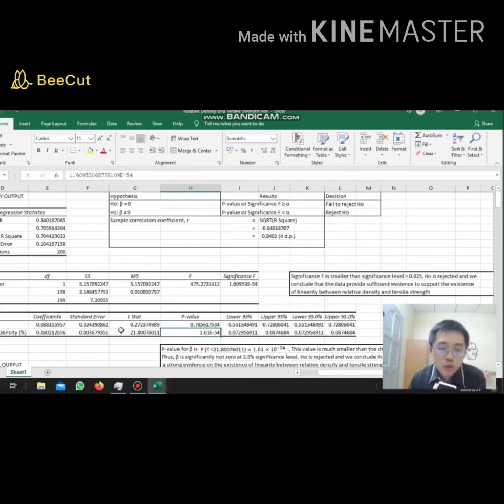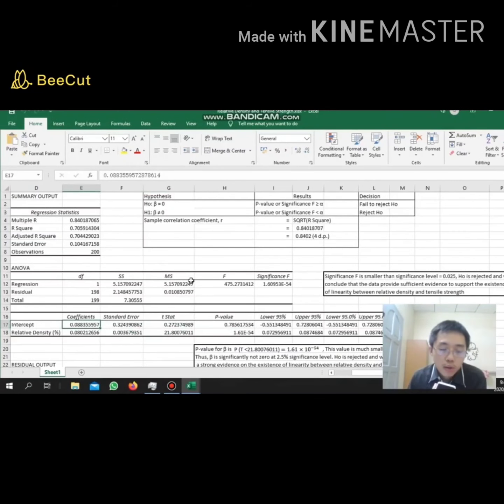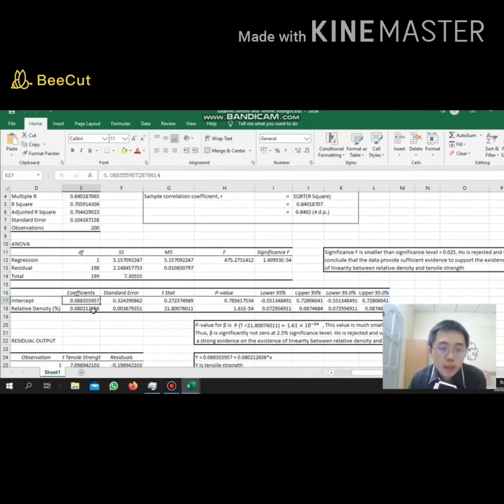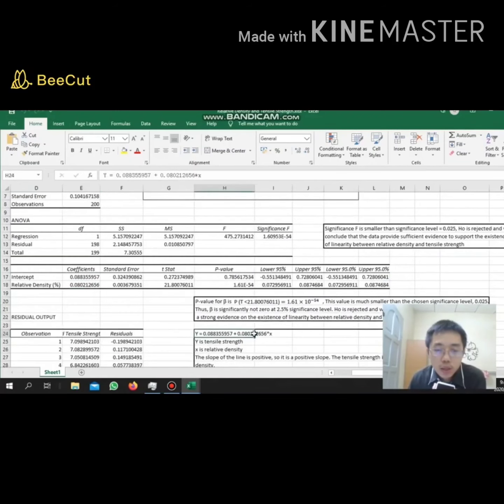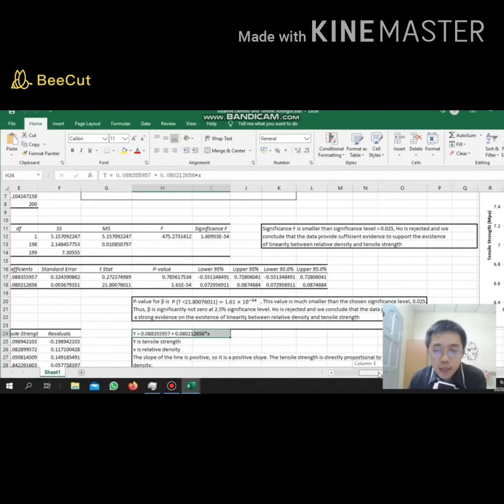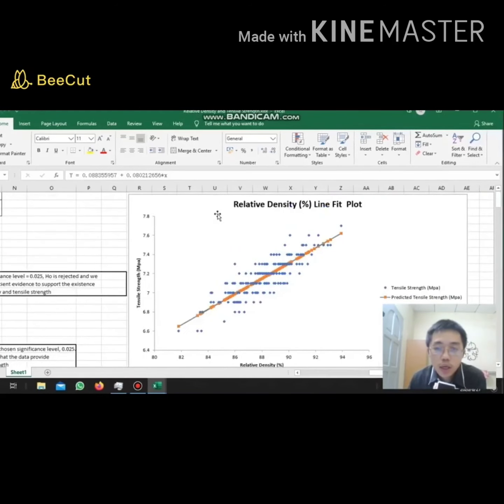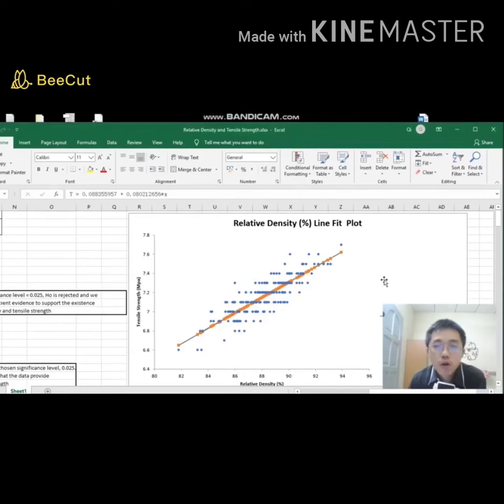Because it has a slope, we can create a linear equation from the intercept and the slope obtained from the test table, and this is the linear equation for the line between relative density and tensile strength. This is the line fit plot graph for relative density and tensile strength.